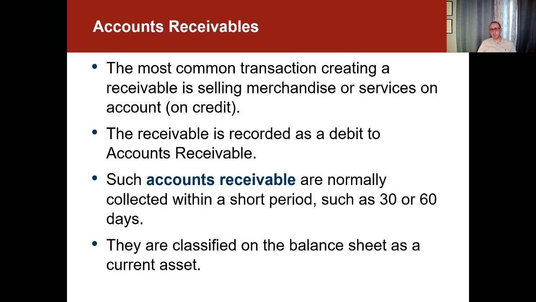The most common transaction creating a receivable is selling merchandise or service on account, or in other words, on credit. So the receivable is recorded as a debit to accounts receivable, and we usually credit sales. Such accounts receivable are normally collected within a short period of time, such as 30 days or 60 days, and that's why they're classified as a current asset. So they are classified on the balance sheet as a current asset.